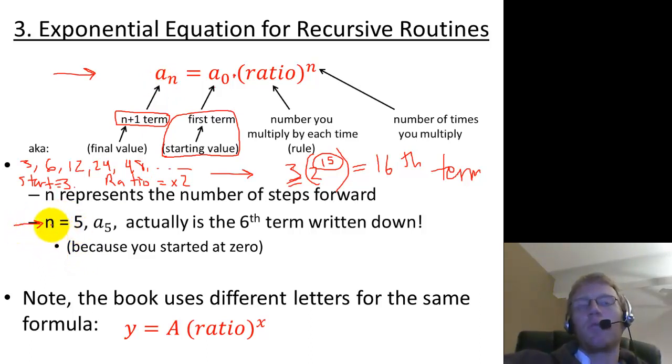If you plug in n equals 5 and you find this term a sub 5, this subscript of n right here just allows you to keep track of which term you're on. So a sub 5 is how you would pronounce that. And that just means the output value or final value of the term corresponding to n equals 5, which means 5 steps forward. So that's actually the 6th term in the sequence. And all this comes about because we're starting with the first term as 0.